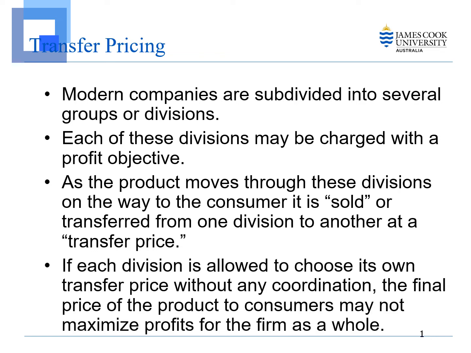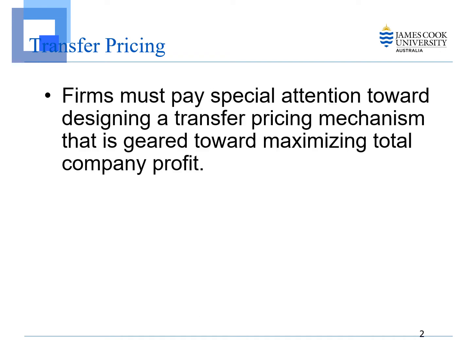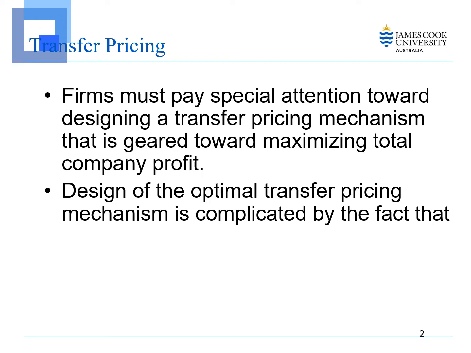Now, if each division is allowed to choose its own transfer price, then the final price of the product to the consumers might not maximize the profits for the firm as a whole. In such a case, firms must pay special attention to designing a transfer pricing mechanism that is geared toward maximizing the total company's profit. In short, the firms must design a set of prices across different divisions so as to make sure the total company profit is maximized.